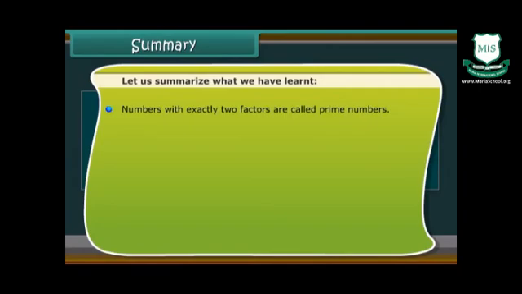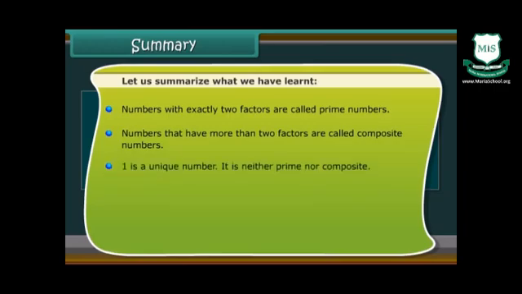Numbers with exactly 2 factors are called prime numbers. Numbers that have more than 2 factors are called composite numbers. 1 is a unique number. It is neither prime nor composite.